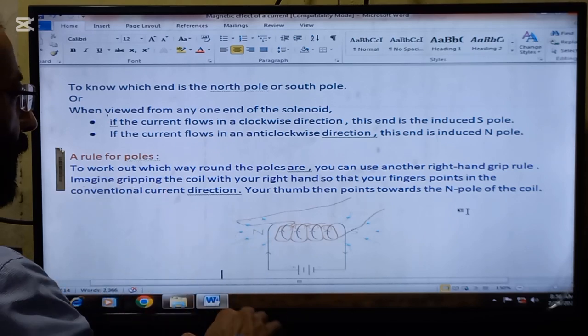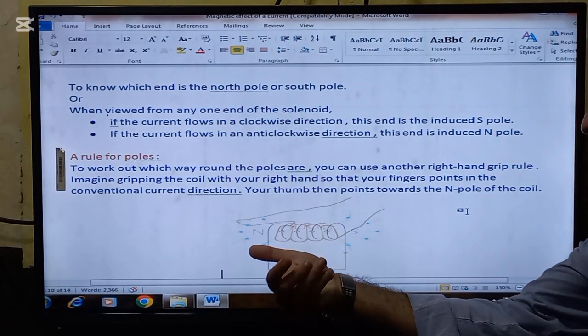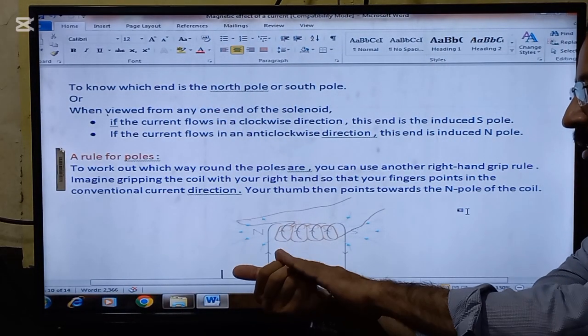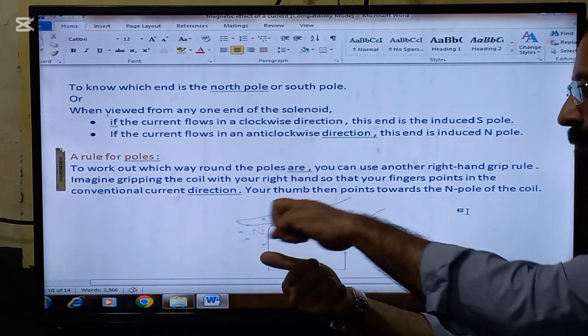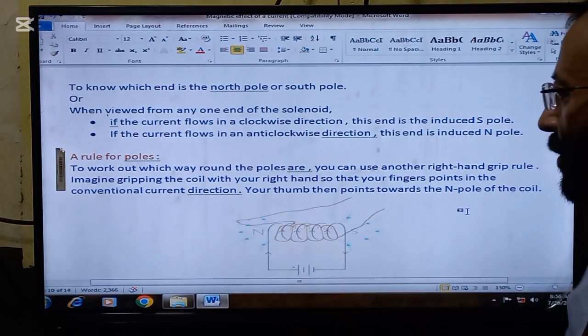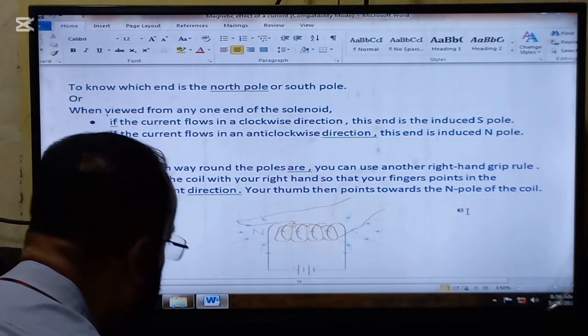Listen again. If we hold the wire in such a way that our fingers curl round in the direction of the conventional current, then the thumb will point in the direction of the north pole. So this is called the right hand grip rule.